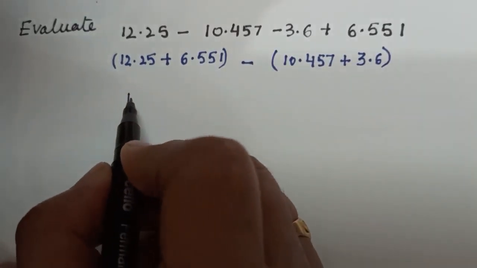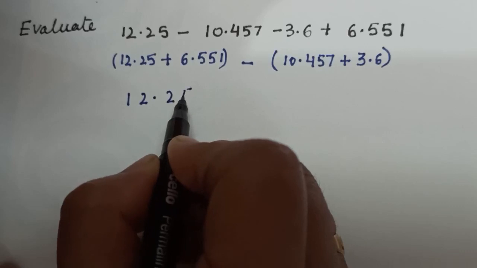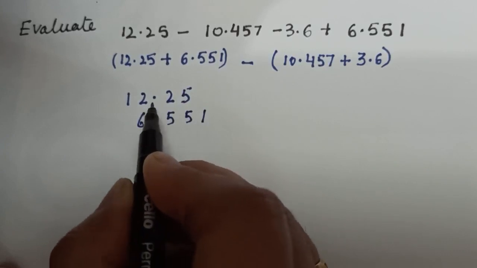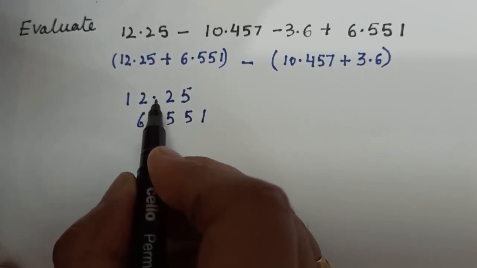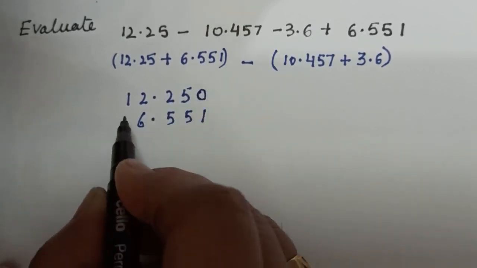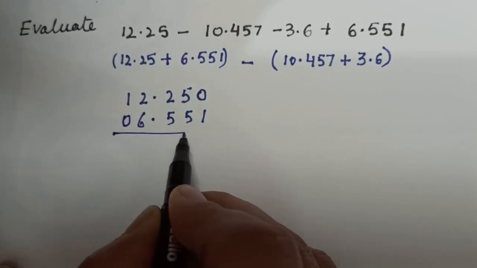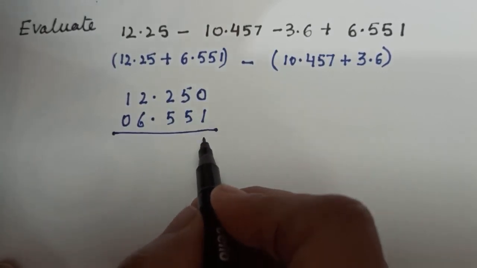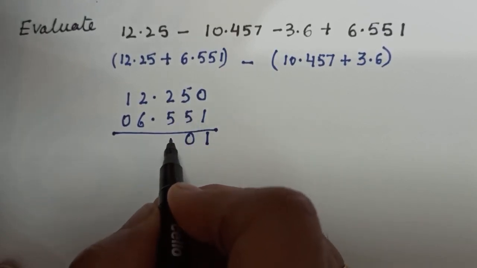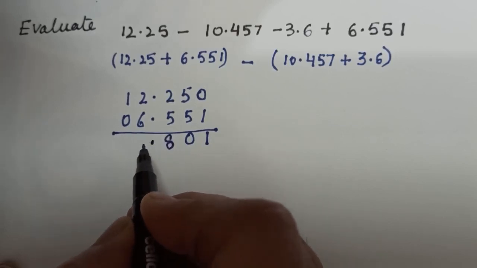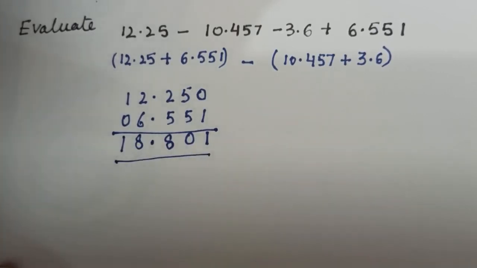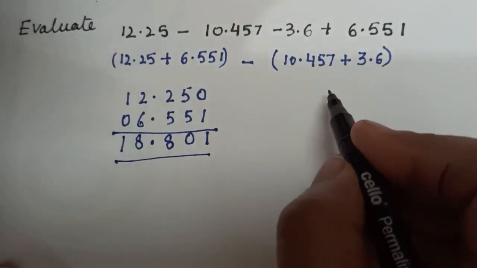Alright, now we will add these numbers. 12.25, below this I will write 6.551. I have to be careful while writing, the decimal point should be below the decimal point. Now we will change them to like decimals. Now both the numbers are like, so we will add them. 10, so we will get here 8, decimal at its own place, 6 and 2, 8, 1. So we have added these two numbers. Same way we will add these two also.